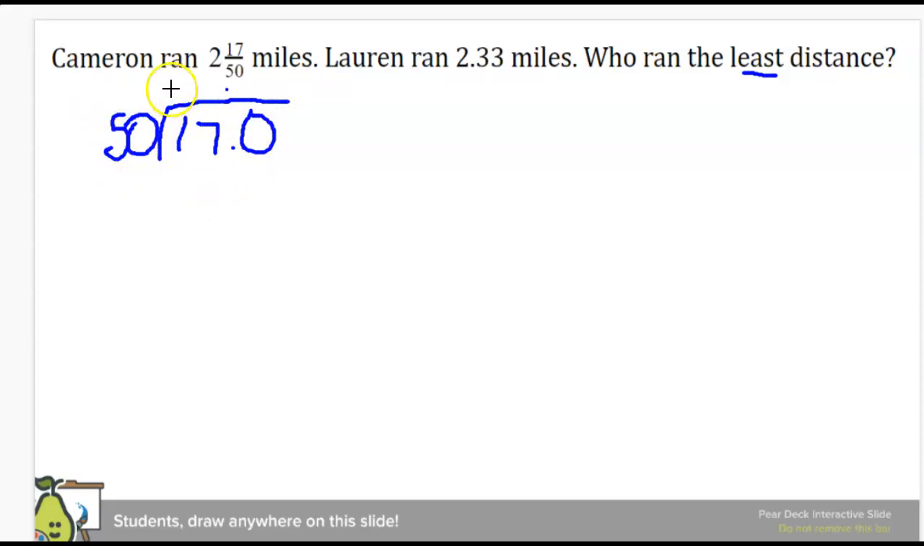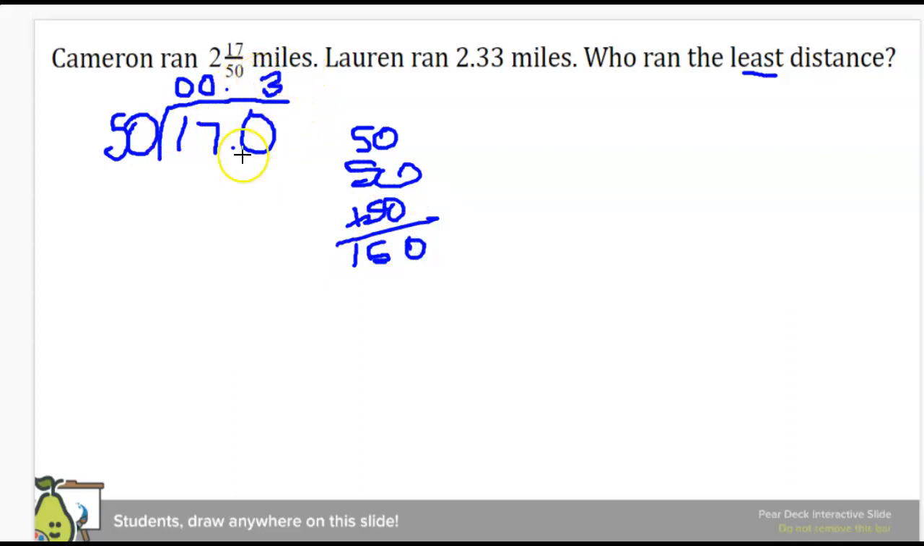50 does not go into 1. 50 does not go into 17. But 50 goes into 170 3 times, because if I were to add 50 plus 50 plus 50, I get 150, right? Okay. I like to think of money that way. So like 50 cents, okay? So when I subtract, I get 20.